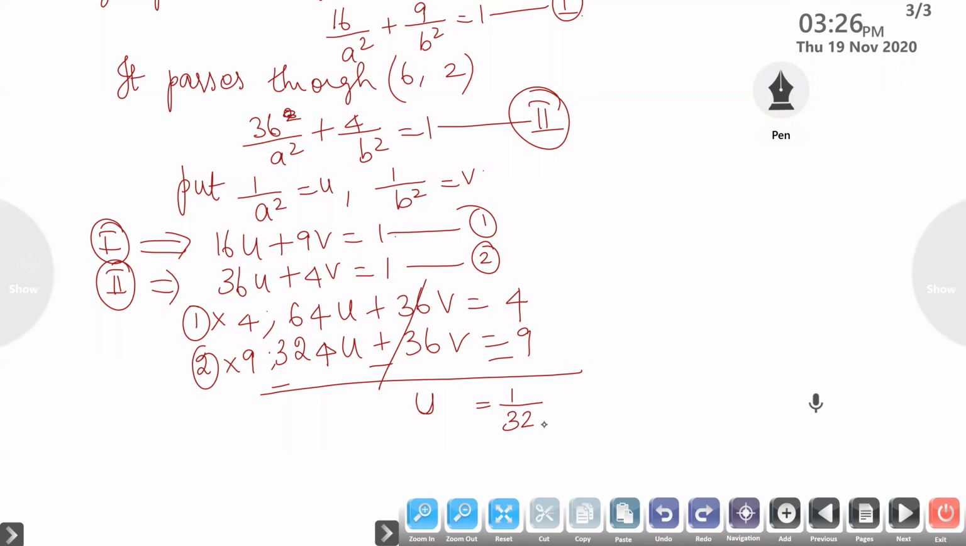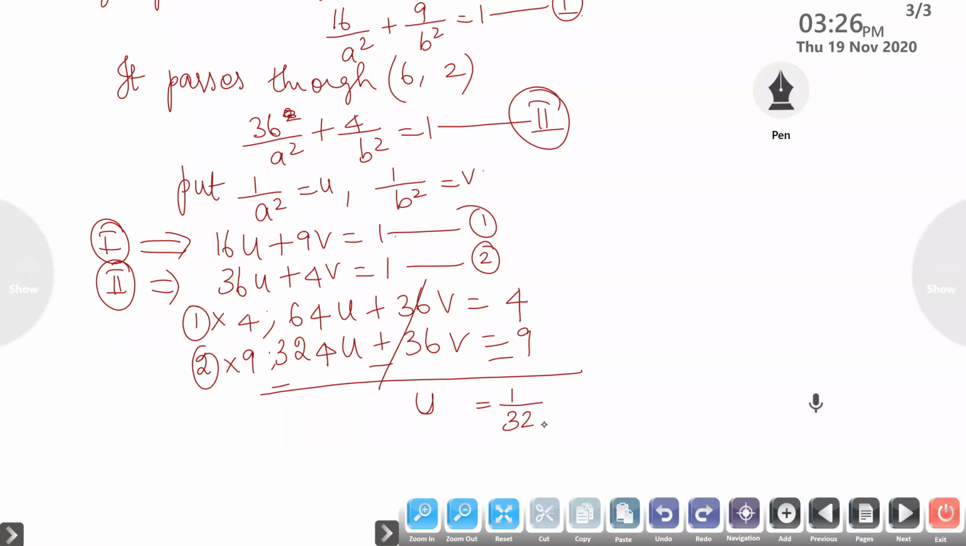I got 1 by 52. No, ma'am, it's not right, Aryan. So when you subtract this, what is 324 minus 64? 260. Minus 260u is equal to minus 5, isn't it? So u will be 5 by 260. So what is it? 1 by 52. So u is 1 by 52.